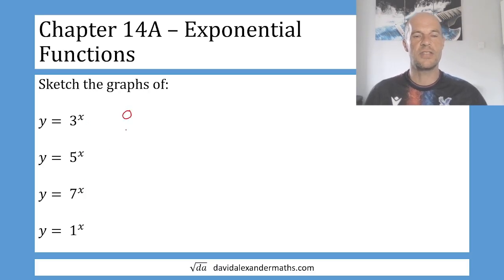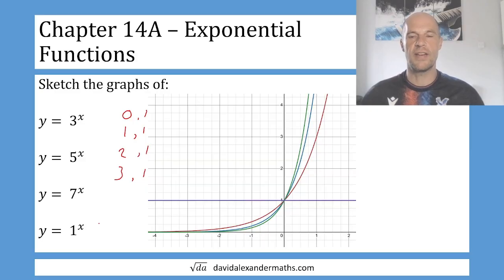So for x values of 0, 1, 2 and 3, 1 to the 0, anything to the power of 0 is 1. 1 to the power of 1 is 1. 1 squared is 1. 1 cubed is 1. So here the y value is always 1. So we need to remember that 1 to the power of x is actually a straight line.